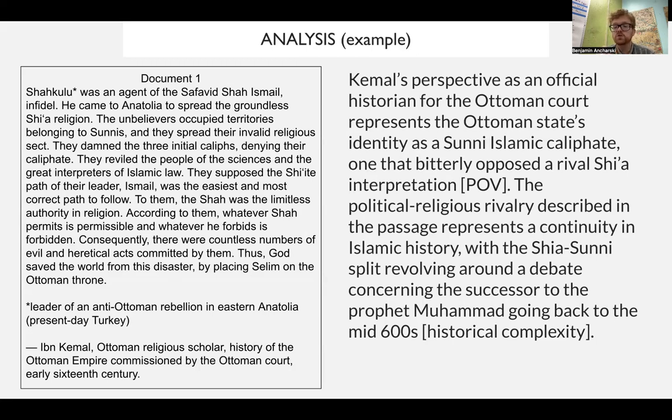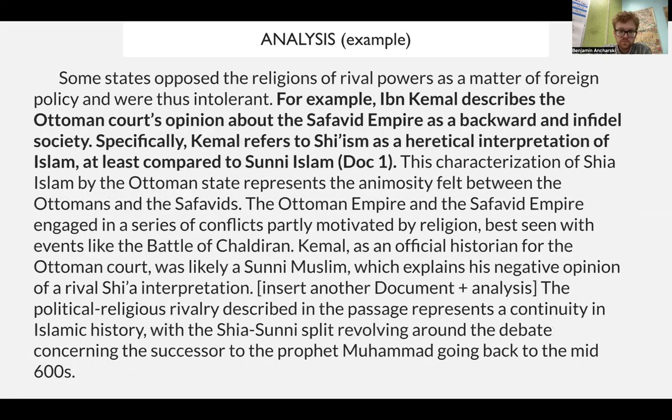The political religious rivalry described in the passage represents a continuity in Islamic history, with the Shia-Sunni split revolving around debate concerning the successors of the Prophet Muhammad going back to the mid-600s. I'm explaining how this is something continuing from previous time periods in world history. In the past, Sunnis and Shias were divided because of religious debates. That division continued in the present day, or at least in the 1450 to 1750 time period.